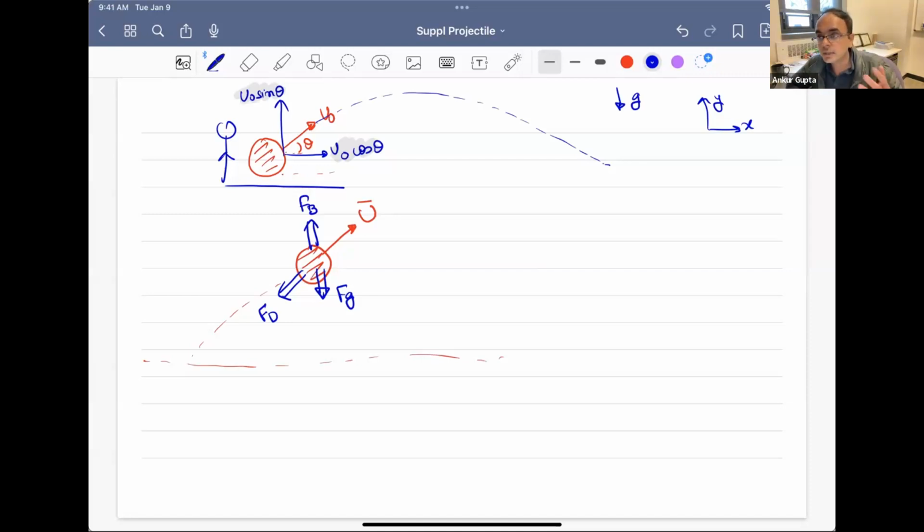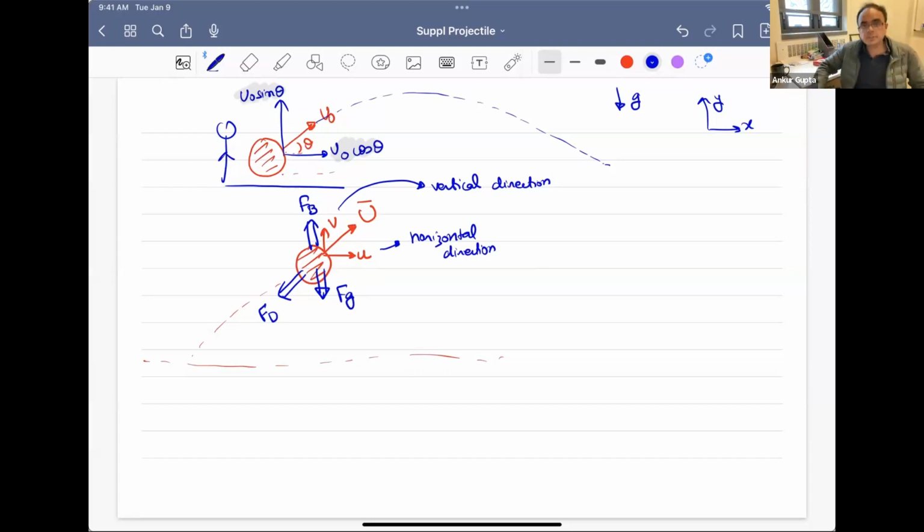In general, when we were doing this for something like a vertical system, the direction of the velocity was much simpler. But here the velocity can be decomposed into u and v. This is the horizontal direction, small u, and this is the vertical direction. So now I will have components of the drag, which I have to take in the vertical and horizontal directions.